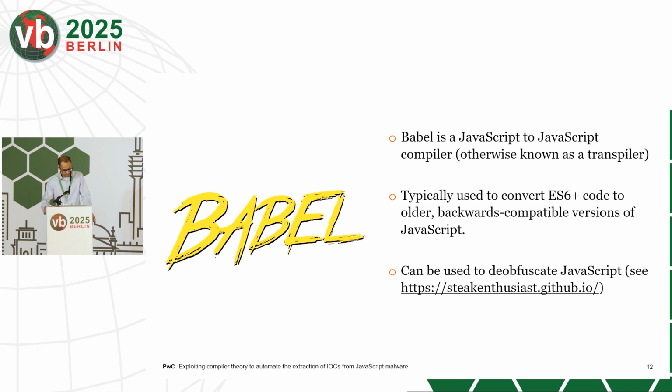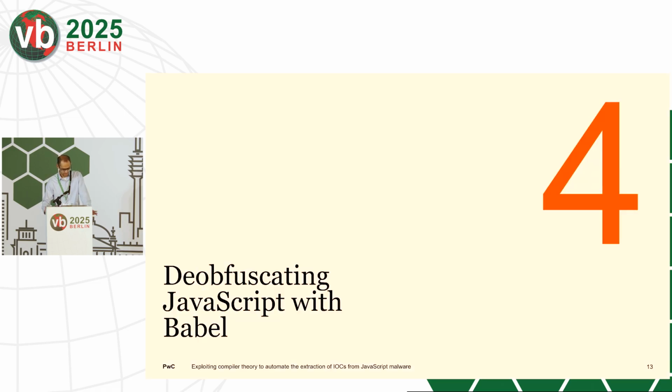Now, obviously, it can also be used to deobfuscate JavaScript. And one of the main blogs that I learned a lot from was by Steak Enthusiast, not the real name, and I would definitely recommend checking that out. So, on to the main content of this talk. How do we use Babel to deobfuscate JavaScript?